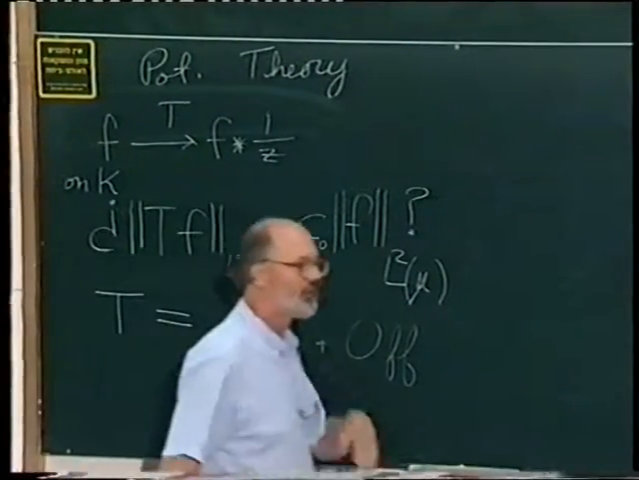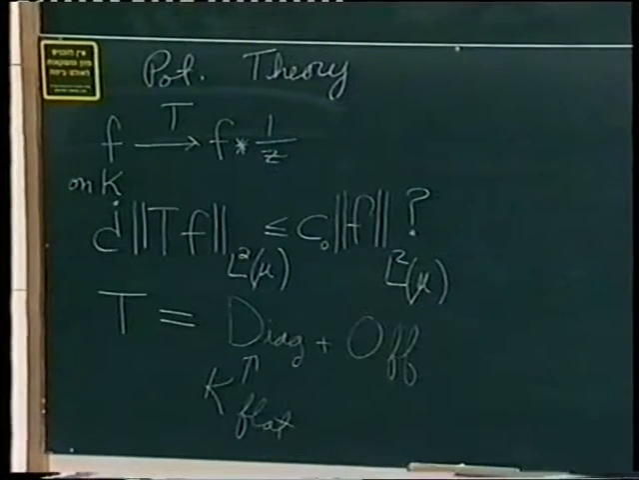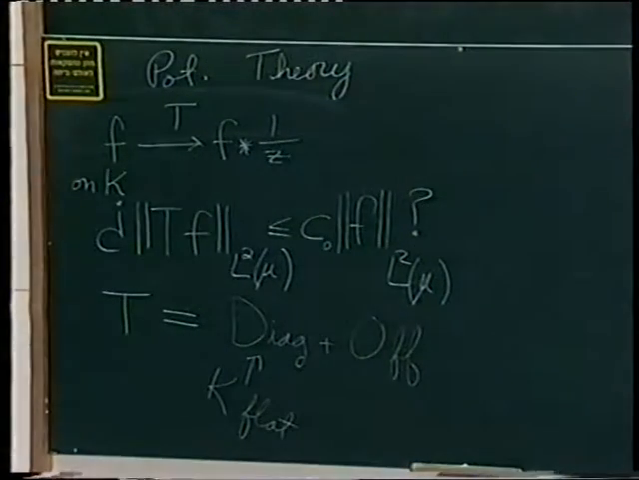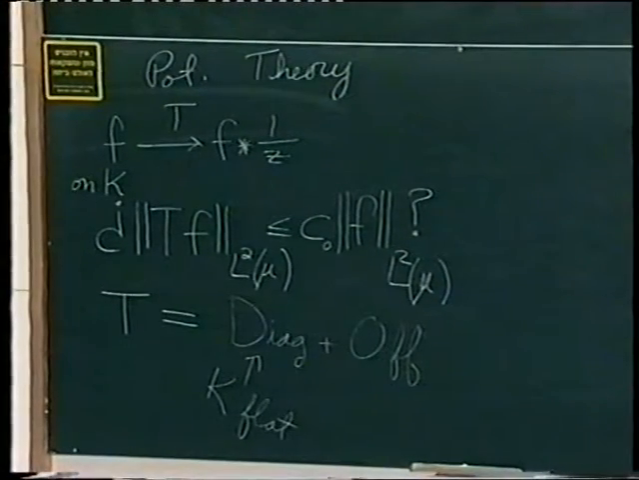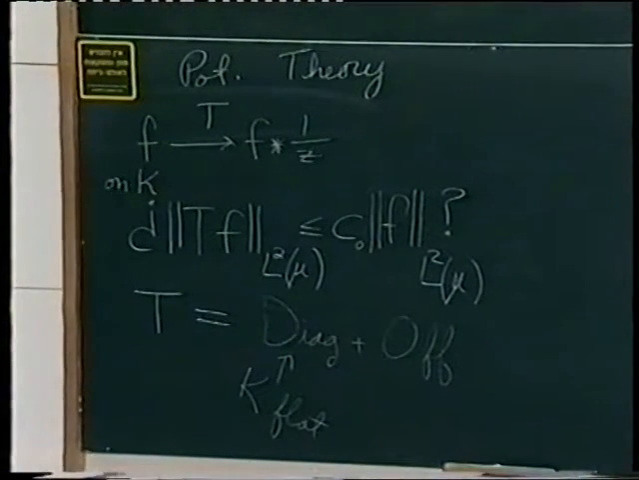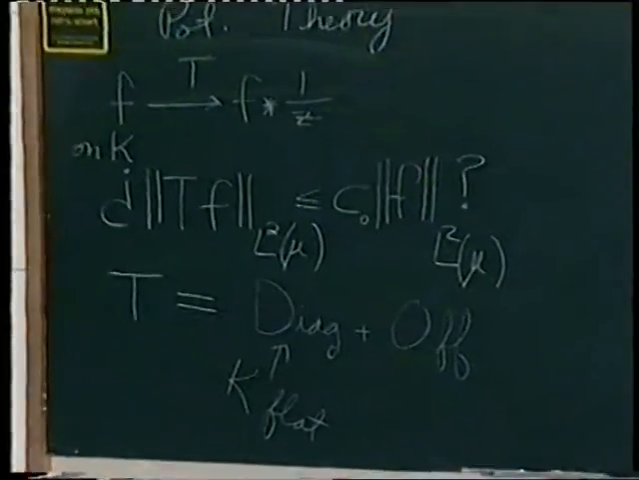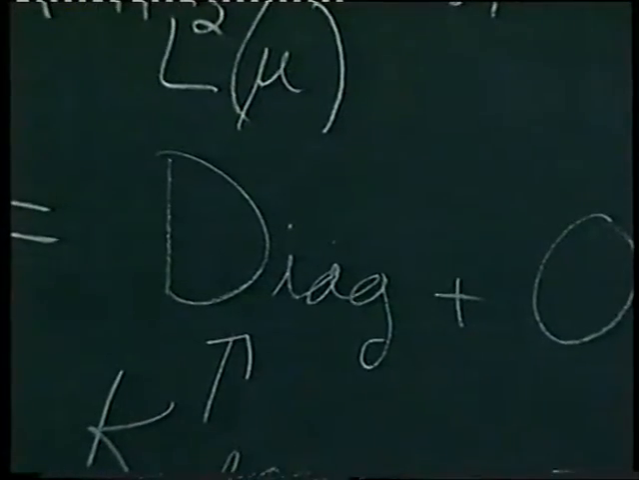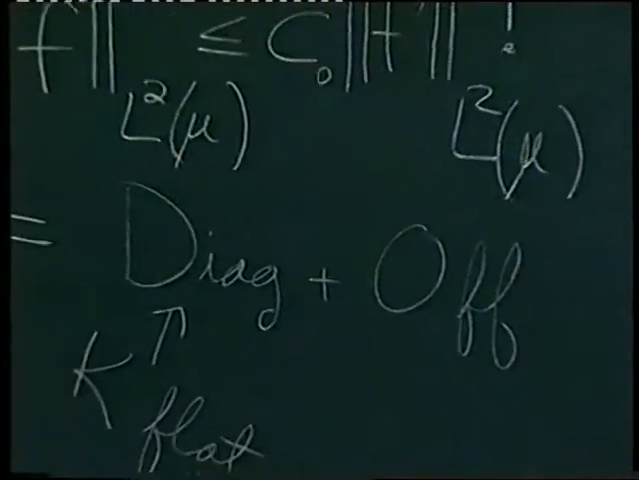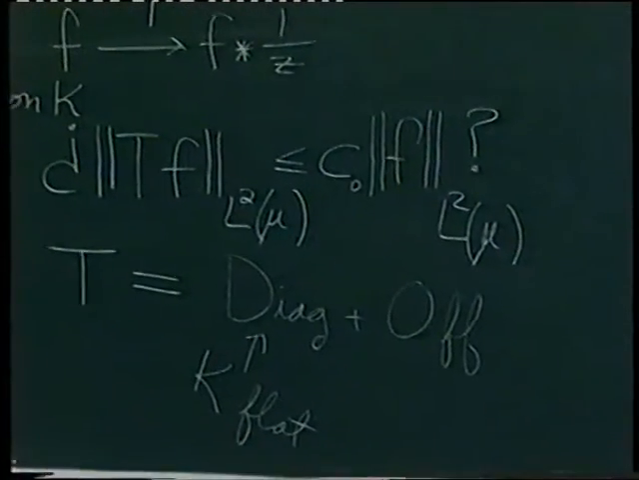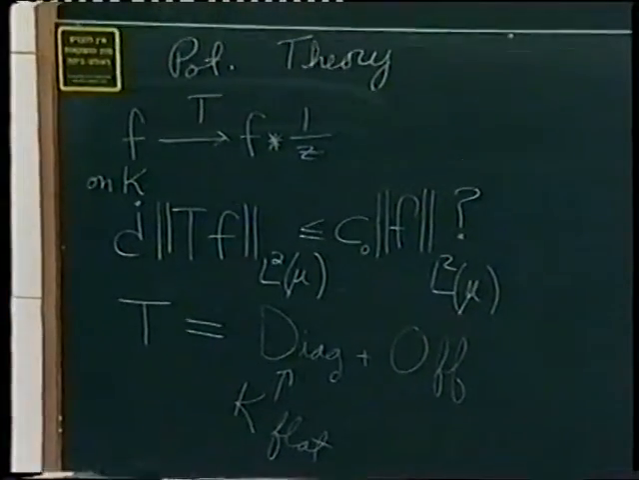So f is the characteristic function of K? F is any function. In this statement I'm asking whether it holds for all functions in L2. Well, the measure lives on K. I did not specify the measure. You should think of the measure as arc length measure for a reference point. This is the interesting category, actually.